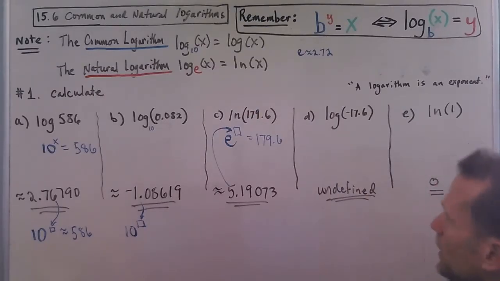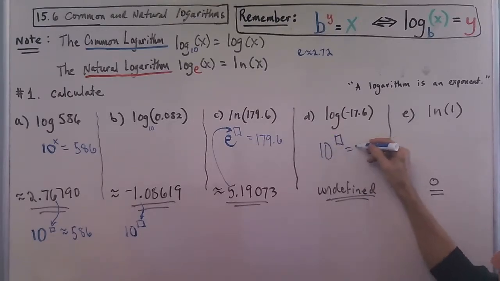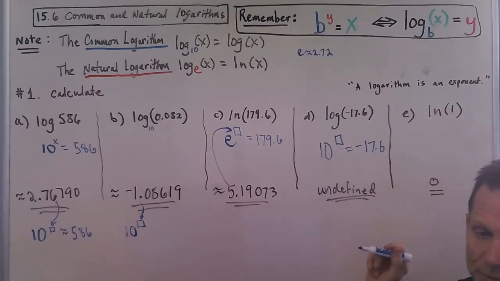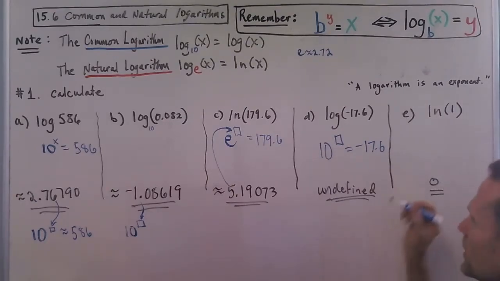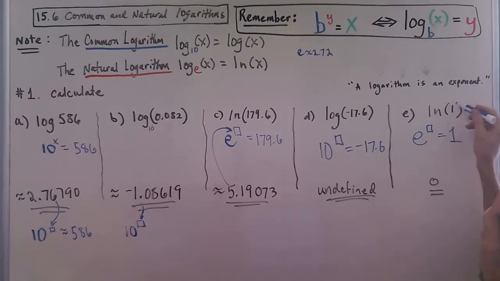Okay. So looking at D here, if you think about 10 to what power equals negative 17.6, there's no number that we can put in here that will make this true, so it's undefined. And then looking at this one, you might get familiar with this one and be able to do this one in your head quickly, but you think about e to what power equals 1. And so it's e to the 0 power. But you could just punch this into your calculator and you'll see that you get 0.